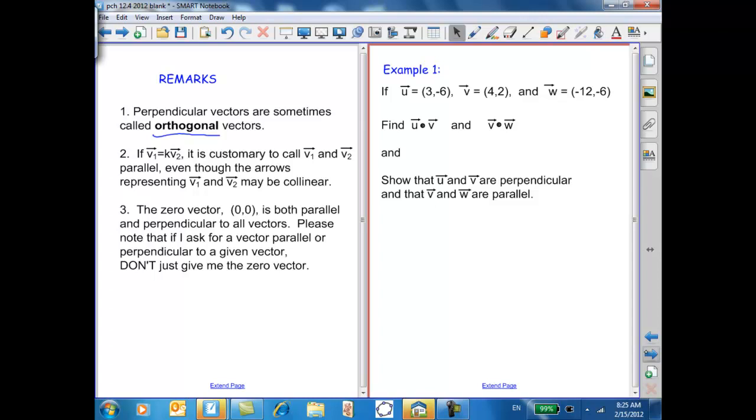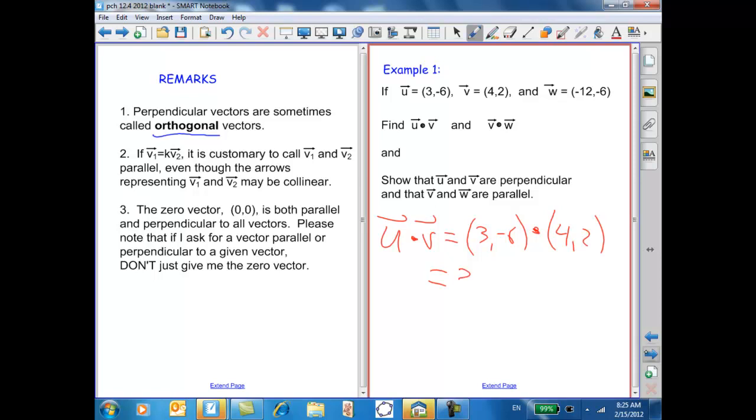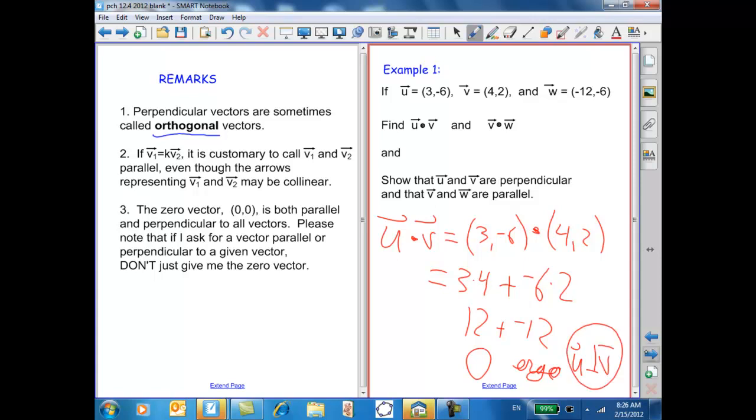U equals 3, negative 6, and V equals 4, 2, and W equals negative 12, negative 6. Okay, find the dot product. Let's practice our dot product. U dot V. So that's 3, negative 6, dot 4, 2. So that's 3 times 4 plus negative 6 times 2, 12 and negative 12, 0. Ergo, U is perpendicular to V because their dot product equals 0. And also find V dot W.